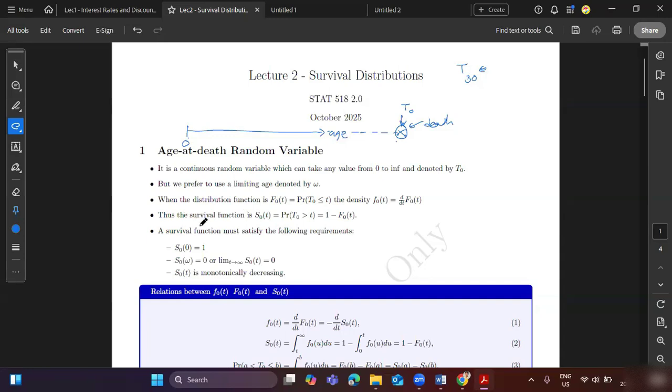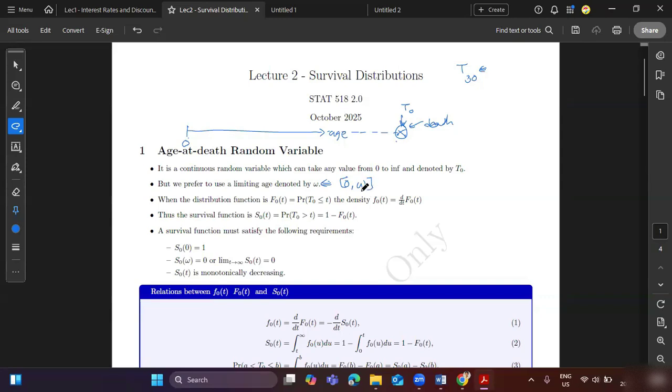And those are the things that we discuss about the nature of this age-to-death random variable. And if we assume omega exists, that means T0 can go from 0 to omega.